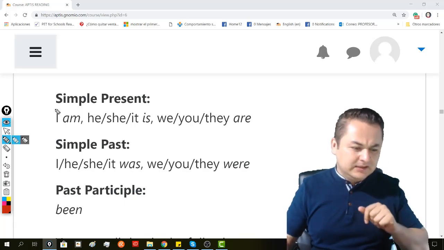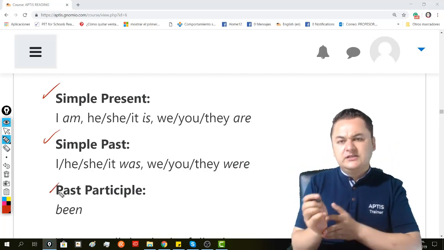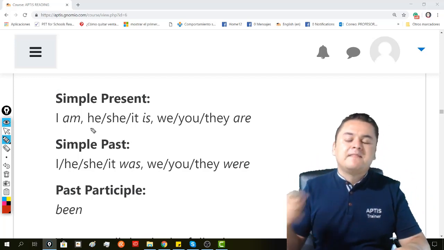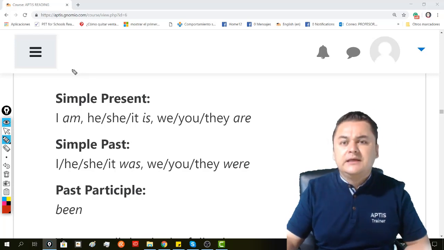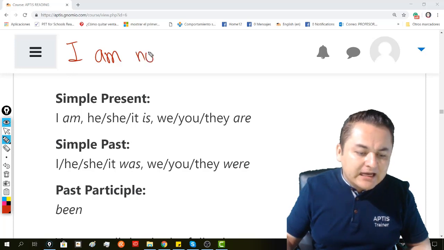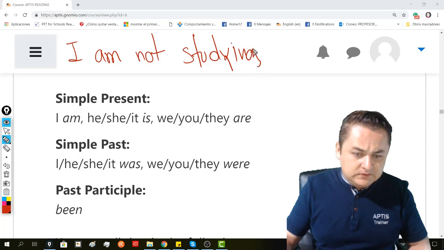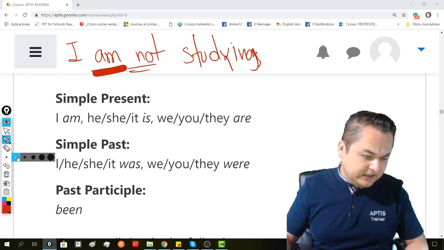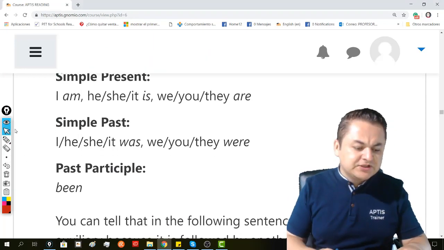I am going to guess here that you understand the difference between simple present, simple past, and past participle. So, if I have the verb to be, I can use the verb to be to say no. I can say, I am not studying. So I need this form to negate the sentence. And that's what I am trying to do here. Then I'm going to give you some other examples.